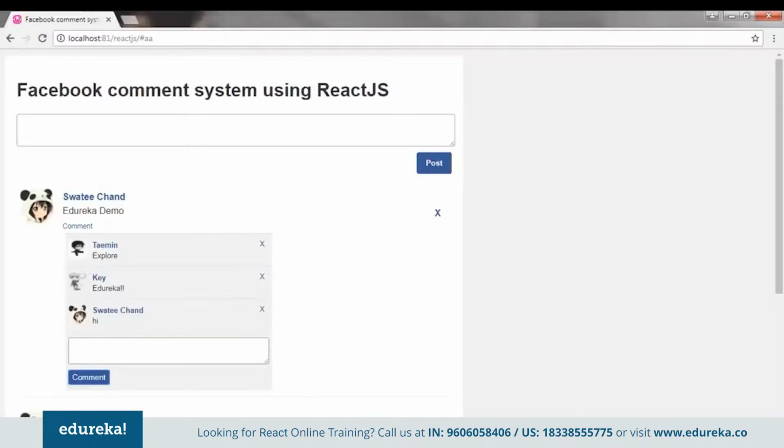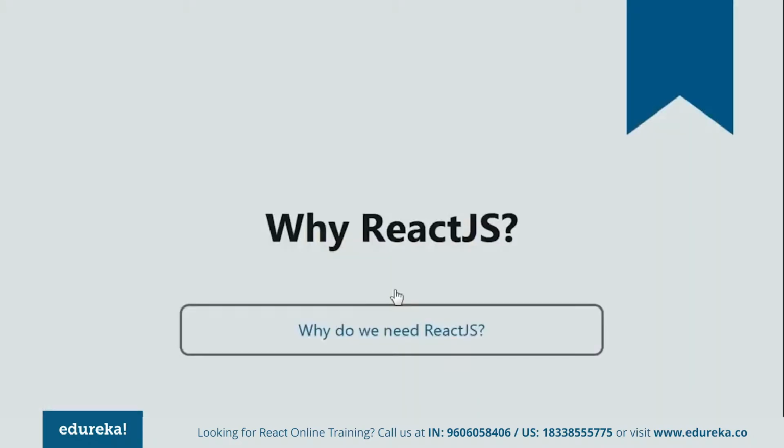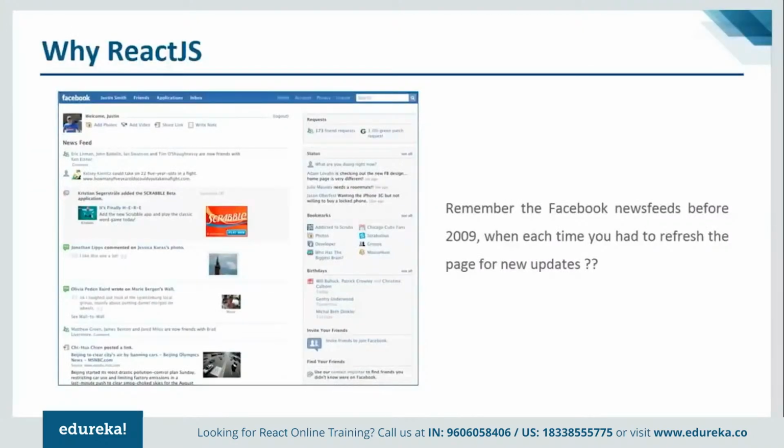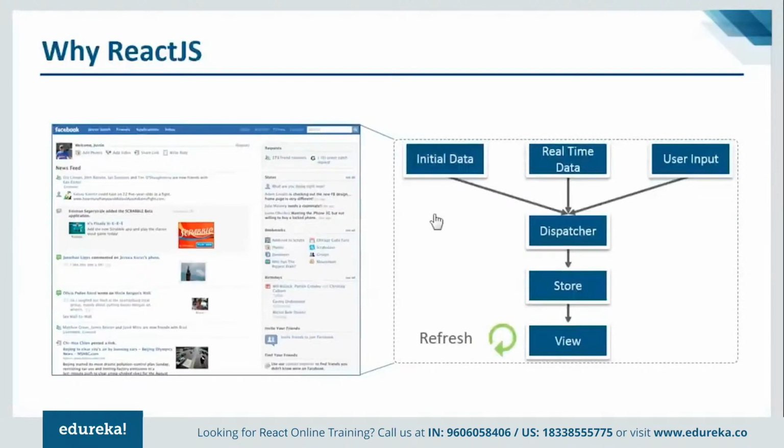But here, some of you might ask why React.js when there are so many other frameworks available out there? To understand this, let's take up Facebook as an example. So let's go back to the year 2009-2010 when Facebook used to look somewhat like this. If you guys remember, during this time, you had to repeatedly reload the page for new updates. At the back end, Facebook was using the traditional data flow. As you can see from this diagram, the data came from various sources like the initial data, the real-time data, or the user input data.